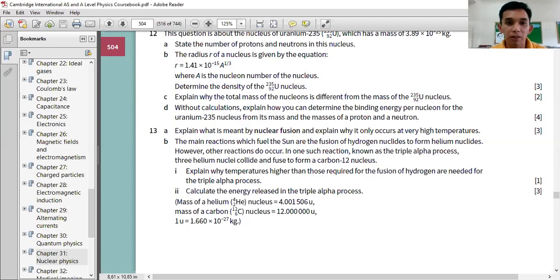Okay, so to count this, we need to find the mass difference first. The mass difference means after the reaction minus before the reaction. Then you will find it in the form of U. After you find it in U, change it into kilograms. After you find the mass in kilograms, you simply put it into the formula delta E equals mc squared, where m is from here and c is the speed of light. Don't forget to square it.